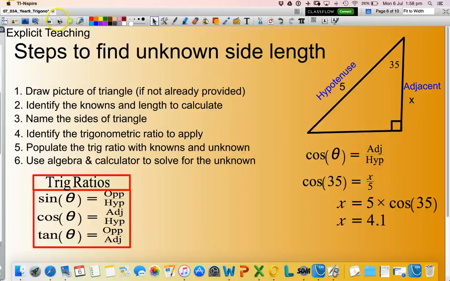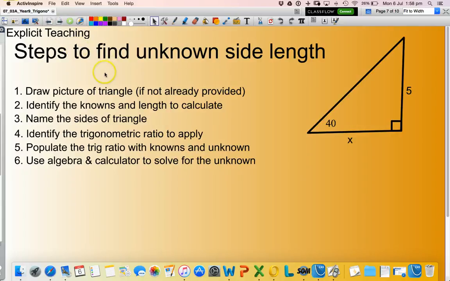We'll move on to the very last example that I'll be going through. Again, the same 6 steps. I have my right-angled triangle. Identify the knowns and the unknowns. So I look at my triangle. What information do I have? Well, I have an angle of 40 degrees, an unknown length here of x, and a length here of 5.